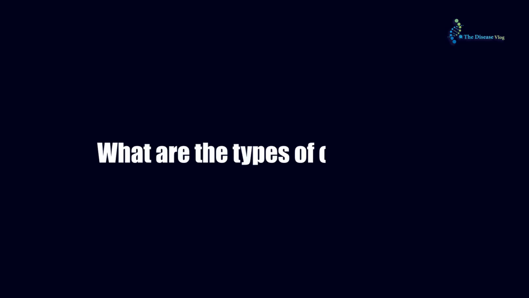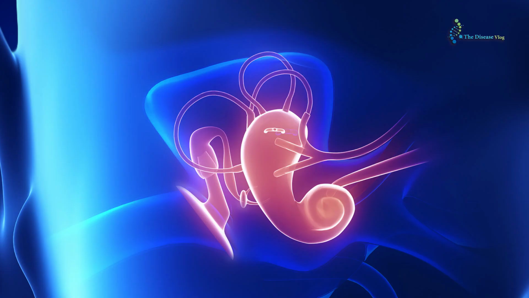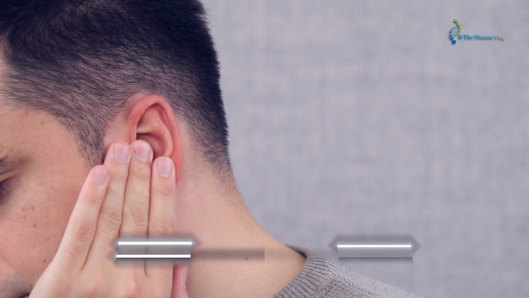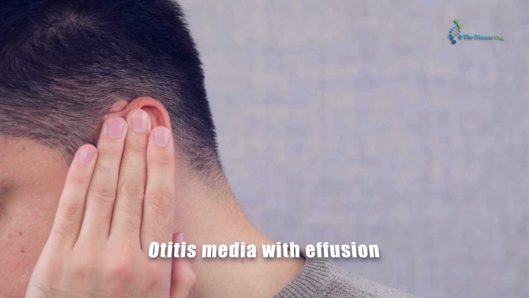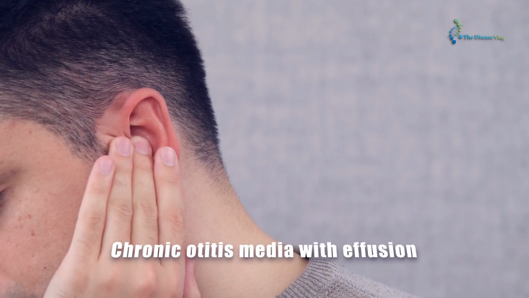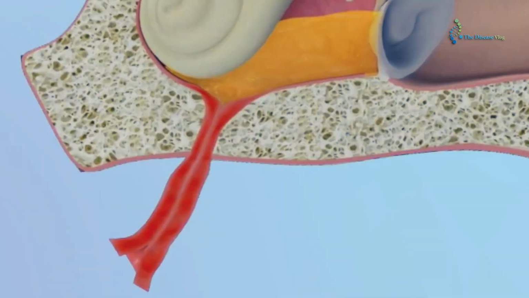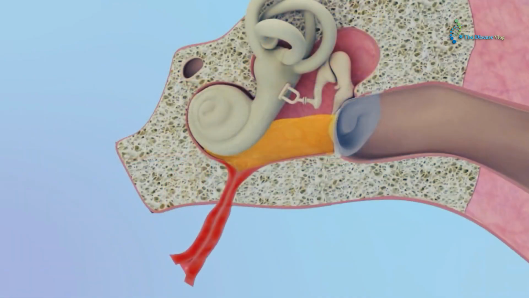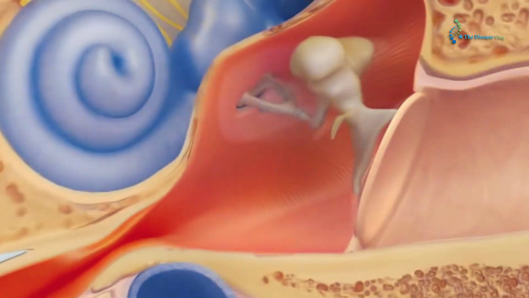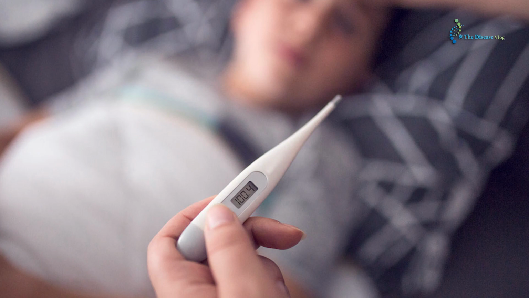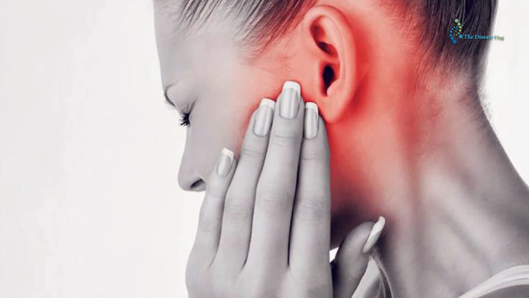What are the types of otitis media? The middle ear is affected by infection in many ways. These are acute otitis media, otitis media with effusion, and chronic otitis media with effusion. During acute otitis media, the middle ear suddenly gets infected, which leads to swelling and redness in the ear. Inside the ear, fluid is trapped. Its symptoms include fever and ear pain.